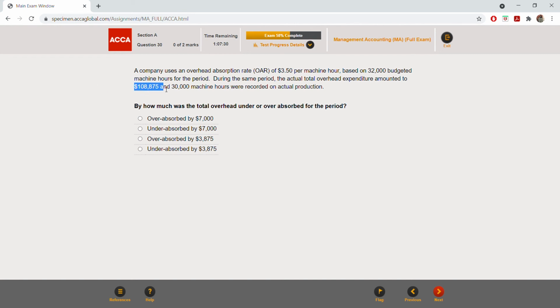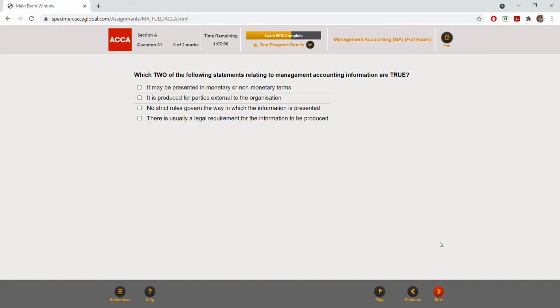The difference is 3875. Is it under or over absorbed? See, actual overhead is more than the absorbed. That means the absorbed overhead hasn't absorbed that much, but actual is more. So it will be under. Okay, it is under absorbed. When your actual is more than the absorbed overhead, that means it's under absorbed. Okay, and vice versa for the other way around. Next.